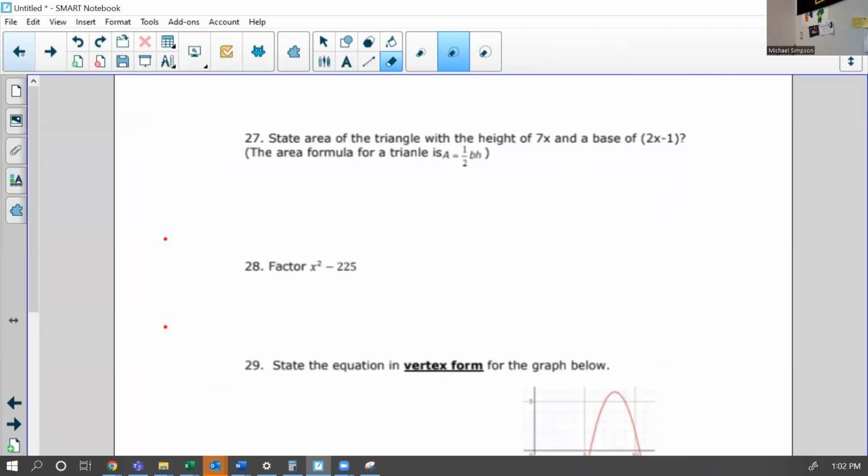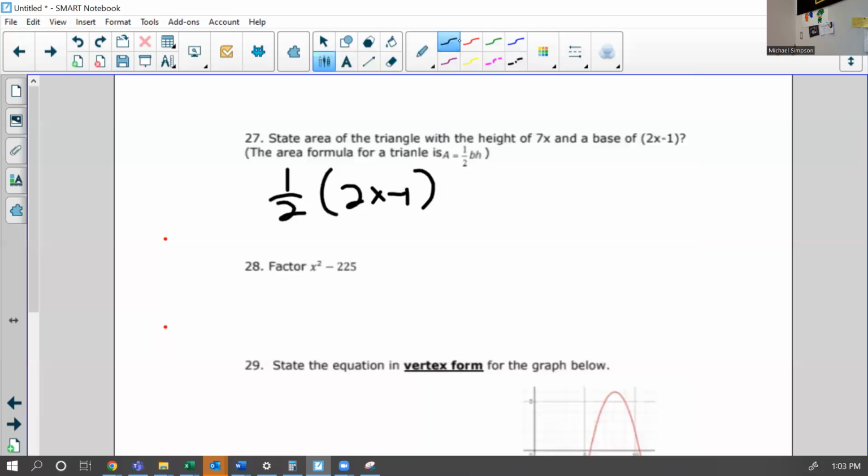Again, very simple. It says the area of a triangle, and it gives you the formula, 1/2 b times h. So all you gotta do is multiply. They give you the base and they give you the height times 1/2. My base is 2x minus 1, and my height is 7x. And just multiply.